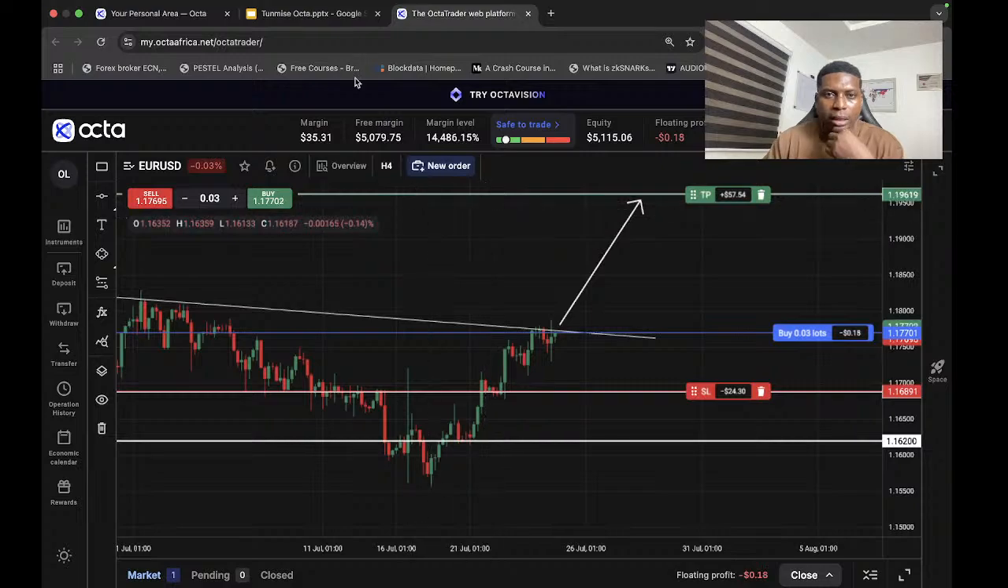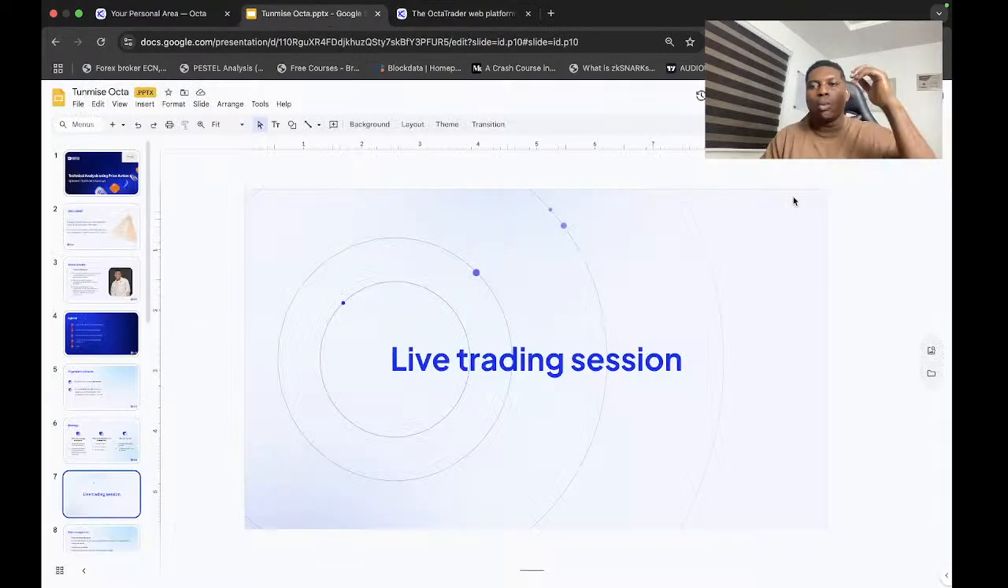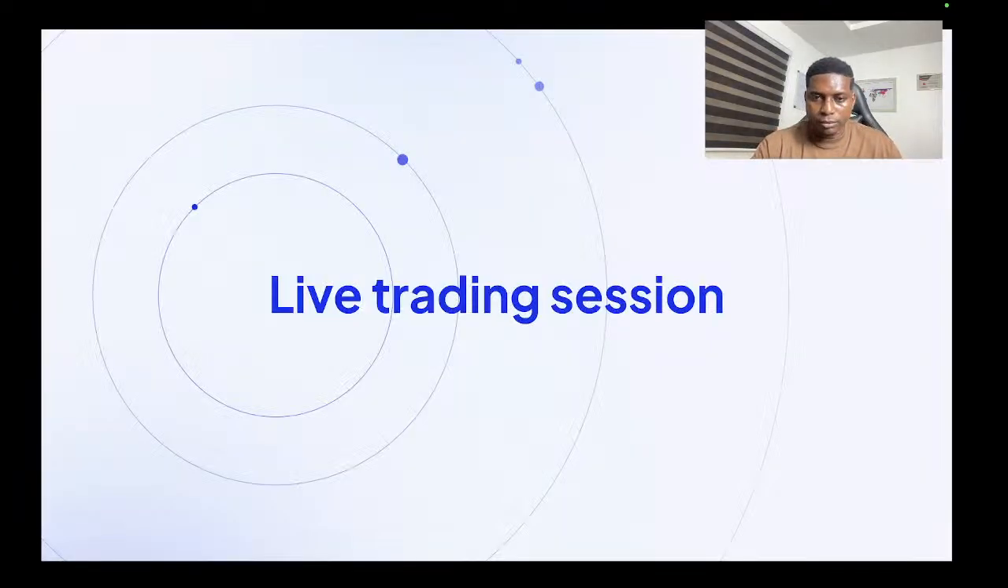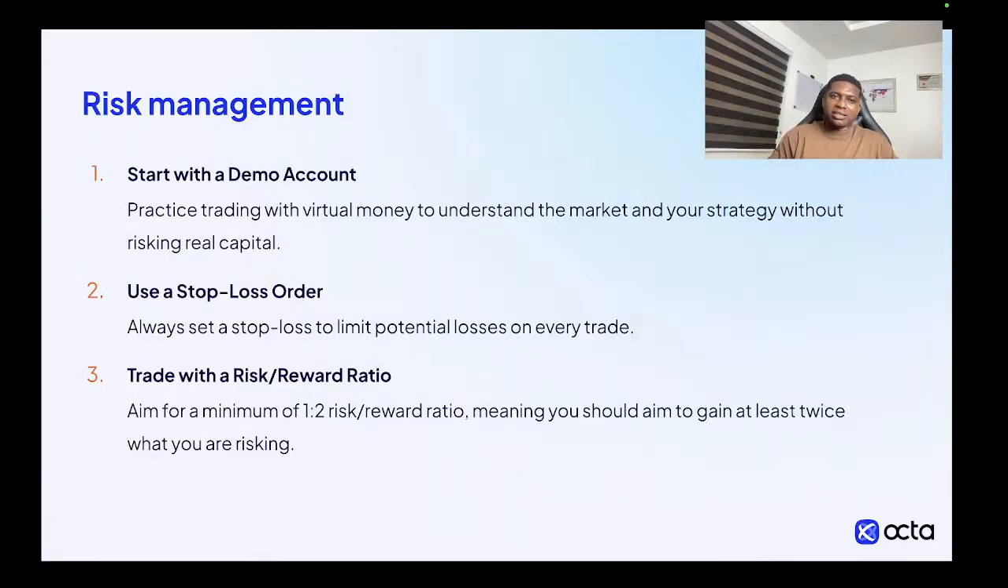Now, let's have a view of how to manage your risk as a trader. How do you manage your risk as a trader? Number one, for those who are new, it is expected that you start with a demo account. Go to the Octa platform, open a demo account, and practice trading with virtual money to understand the market and your strategy without risking real capital.